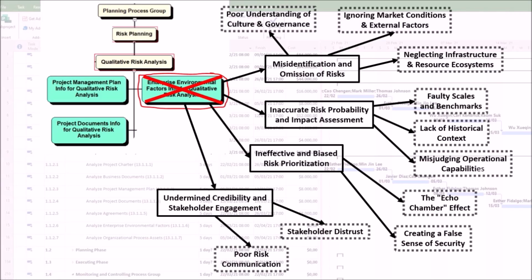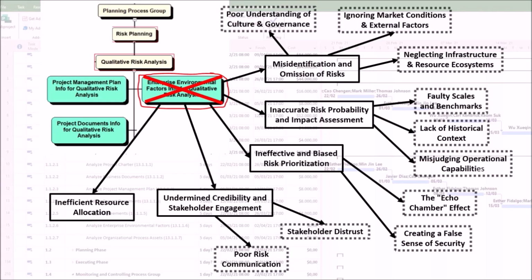Second, poor risk communication. You cannot effectively communicate why a risk is high priority if you cannot link it to concrete environmental factors, such as this regulatory risk is high because our enterprise environmental factors analysis shows the regulator is increasing audits in our sector.